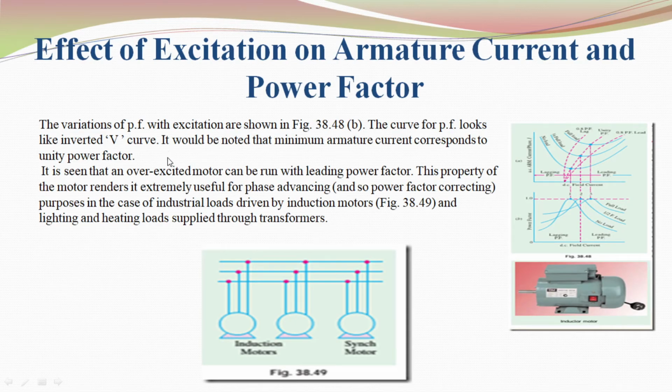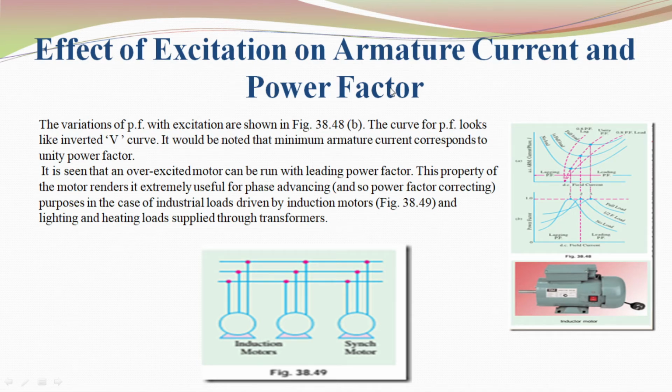So variation of power factor with excitation is shown here in this graph. The curve for power factor looks like an inverted V curve. So this is the V curve and this is the inverted V curve. So an overexcited motor can be run with leading power factor.